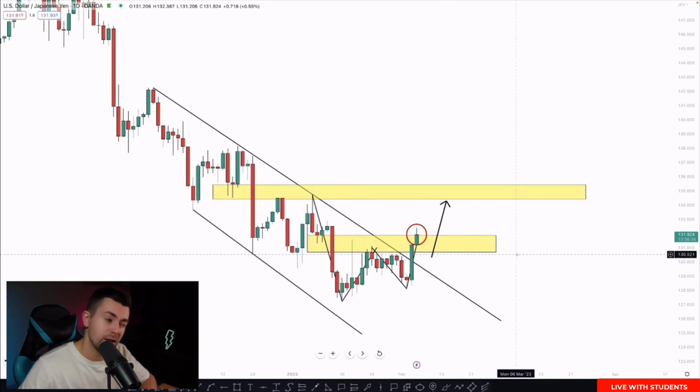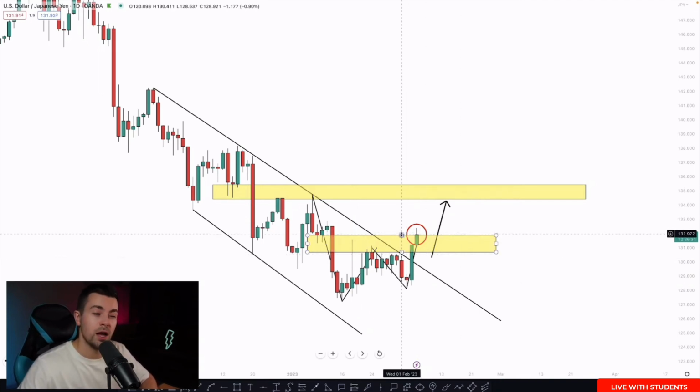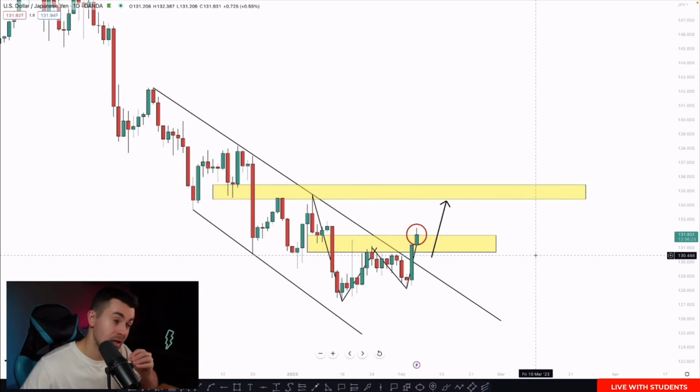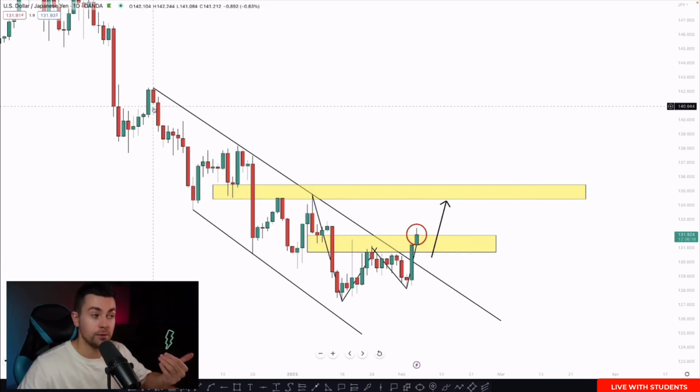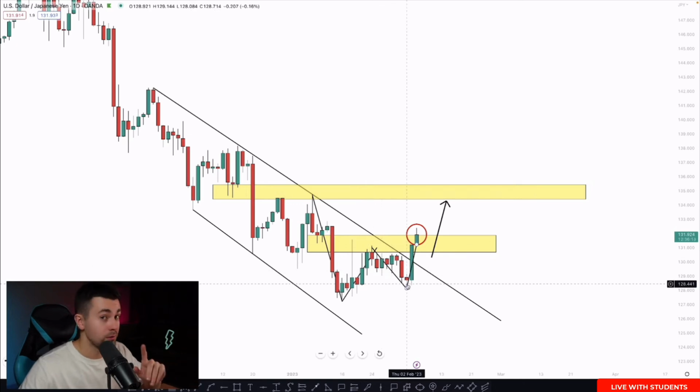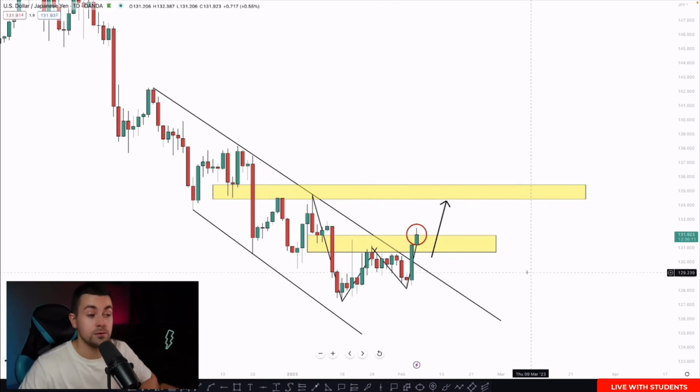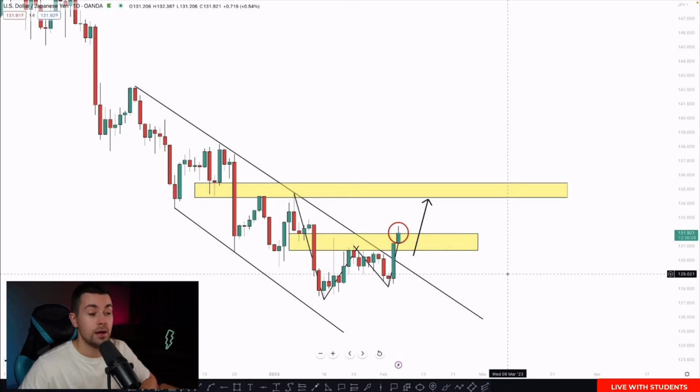So for now, as you know, I'm a very conservative trader, so I decided to wait a bit more. And for now, I want this daily candle to close above the neckline. But at the same time, I'm very bullish on dollar yen now. I definitely agree that the sentiment has changed over here from strongly bearish to bullish. So let's expect a bullish continuation here on dollar yen.